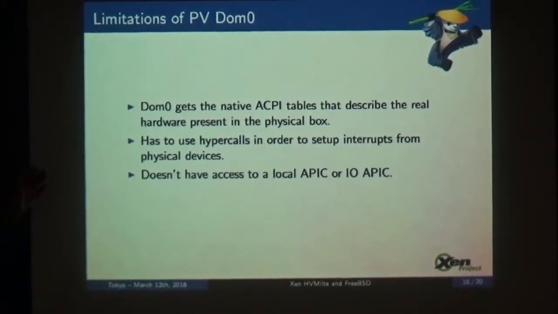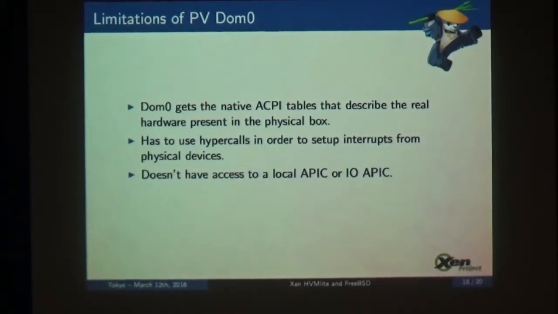And one of the main limitations of the PV Dom0 is that it gets the ACPI tables from the host as they are. This means that there's a lot of information in those ACPI tables that no longer apply, because now you're running inside of a container. For example, on the MADT, you may see that the host has 20 CPUs, but Dom0 may only have 2 CPUs, because you have limited the number of CPUs that you made available to Dom0.